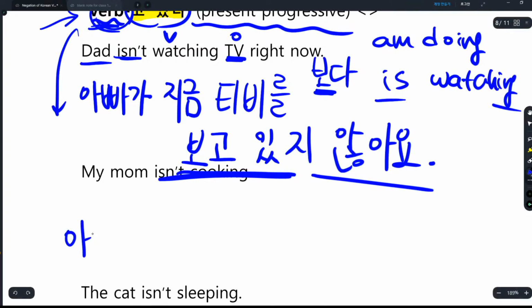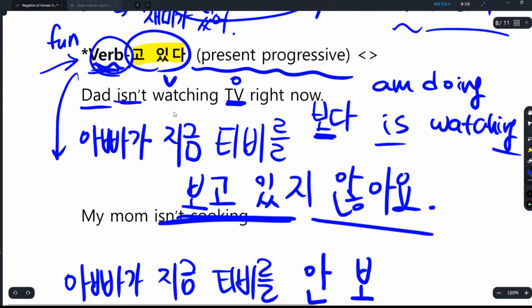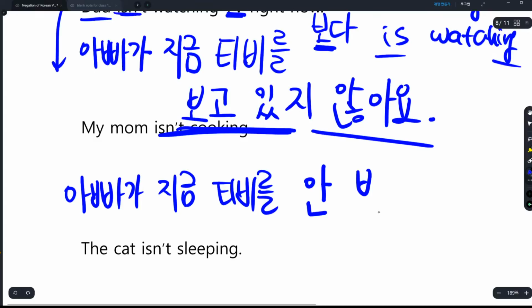Or 아빠가 지금 TV를, you can negate the verb in the stem part first. You put the negative in front of the verb in 고 있다. So 안 보고 있어요. 안 보고 있어요.